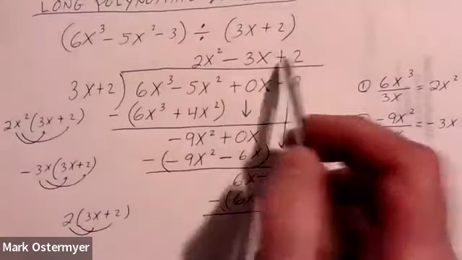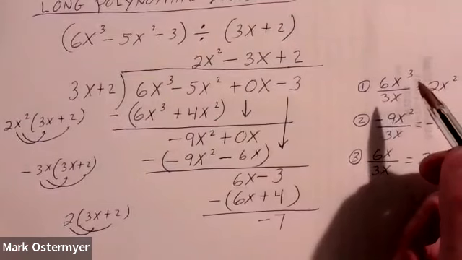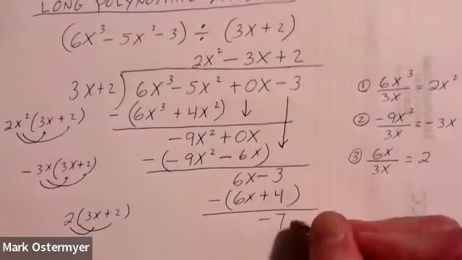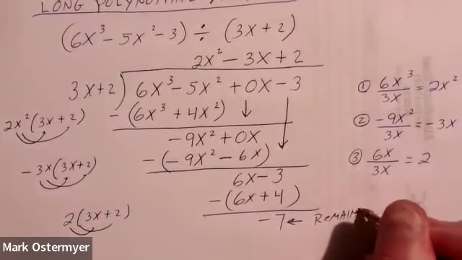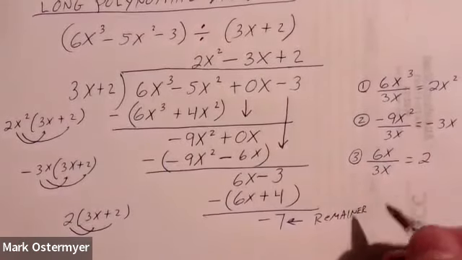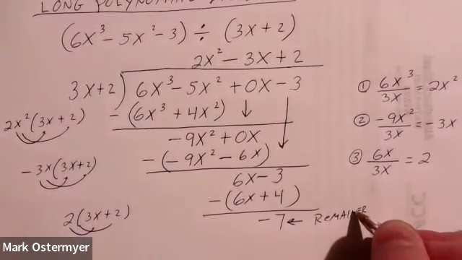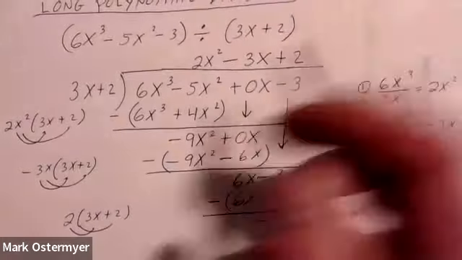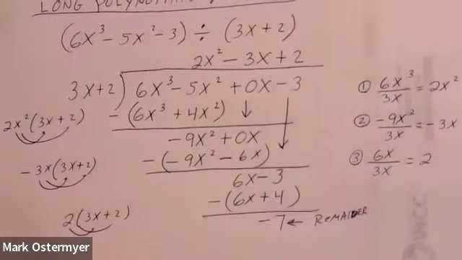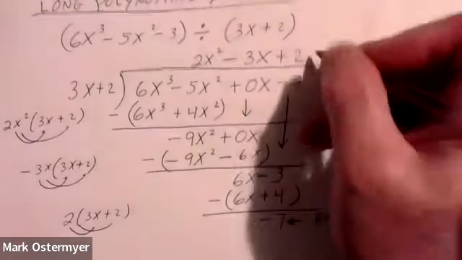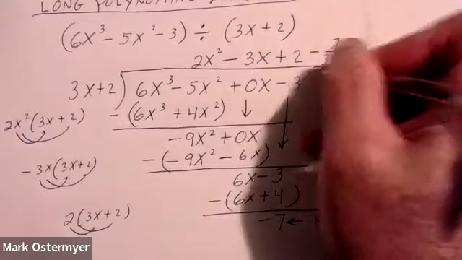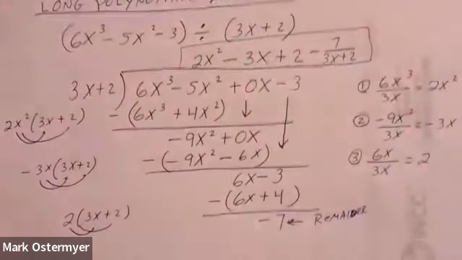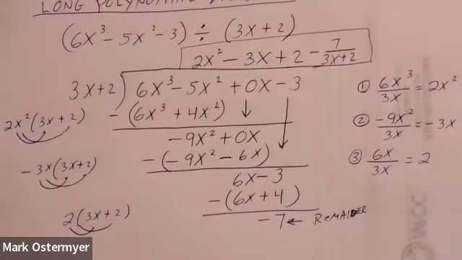This is your quotient. Normally back in elementary and intermediate algebra, we bring the remainder. This is called your remainder. We bring the remainder up and place it over our divisor and add it to the rest of our quotient here. So now, since that's a negative 7, I'm going to say minus 7 over 3x plus 2. And this is normally what we called the answer back in elementary or intermediate algebra.